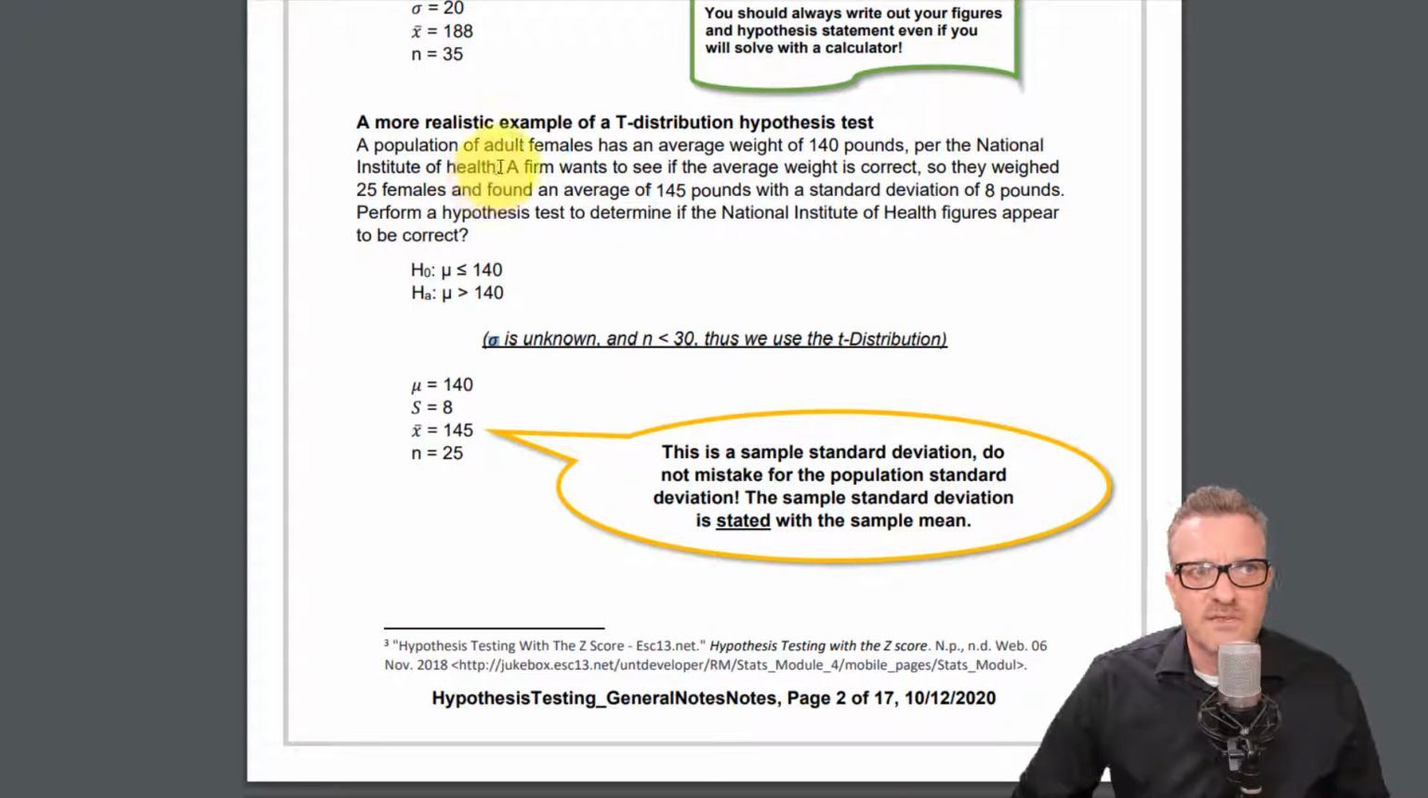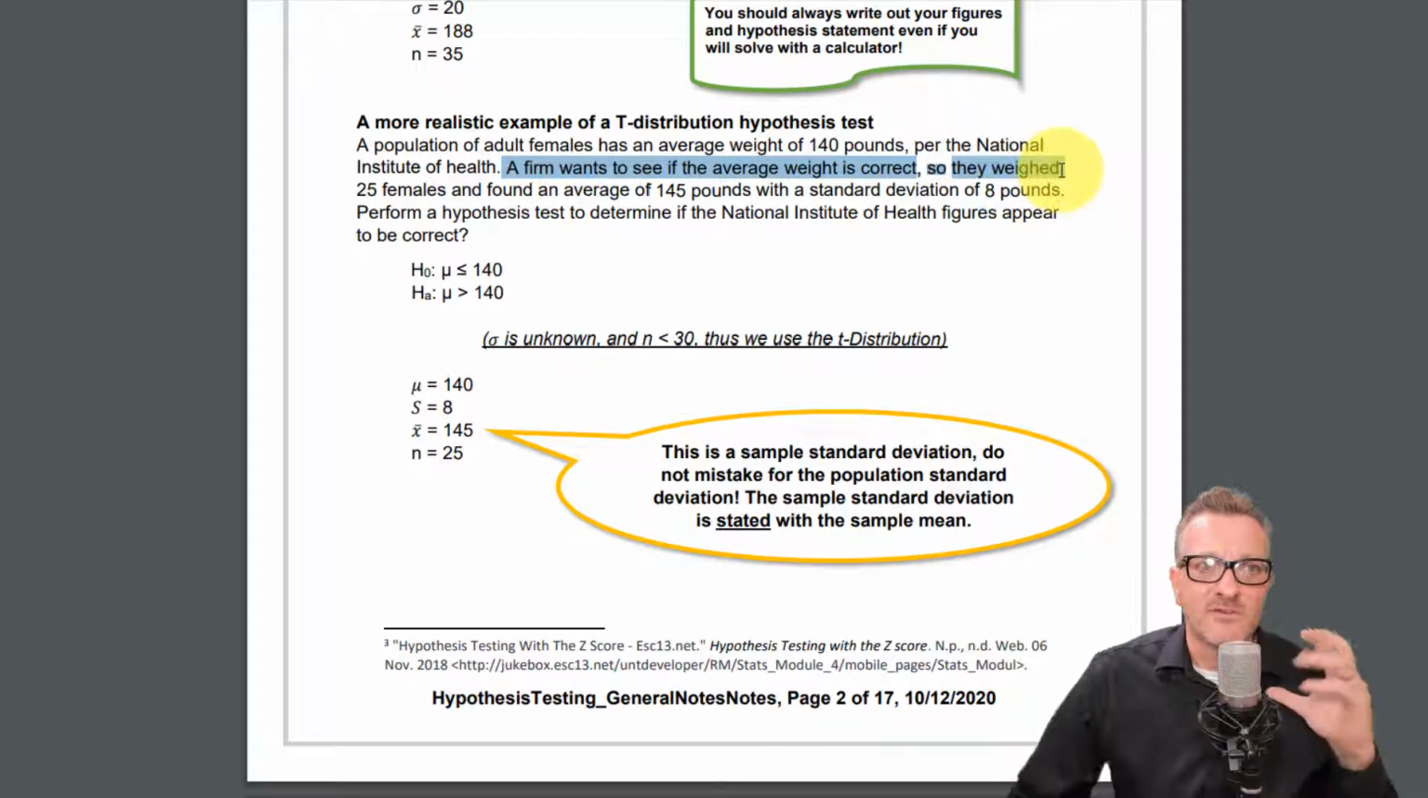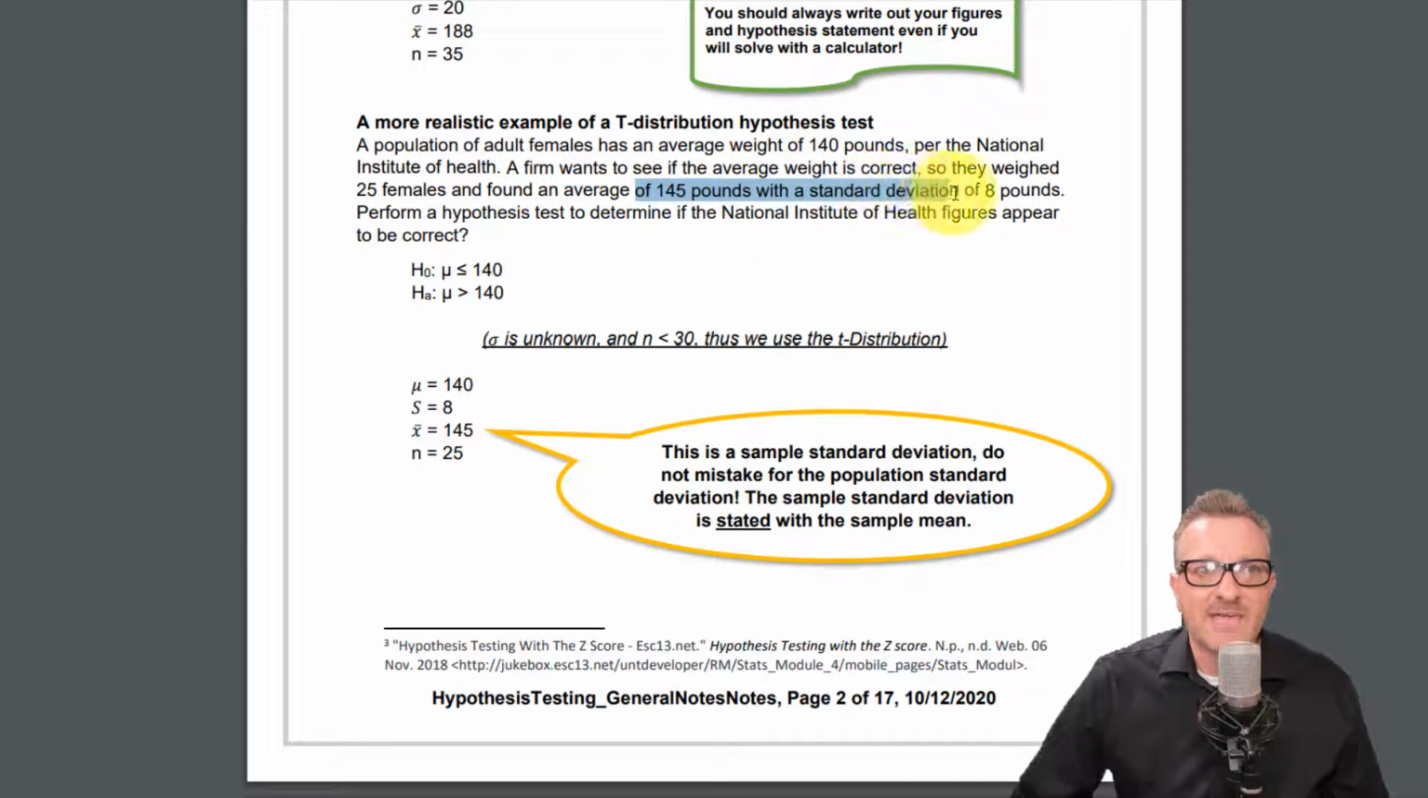okay, this is another thing that I do in my questions. It says a firm wants to see if the average weight is correct. So when they say they weighed, they're doing a sample, 25 females, and found an average of. So now this is what they found. This is not the population. They found an average of 145 with a standard deviation of 8 pounds. So this is a sample standard deviation right here.